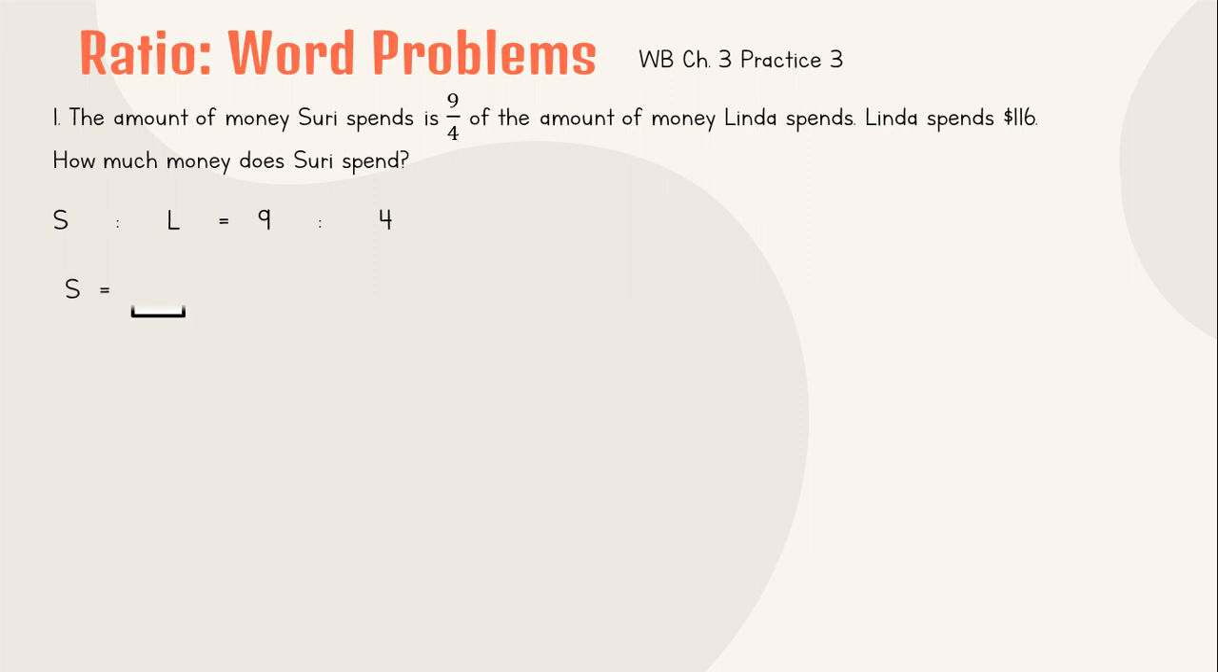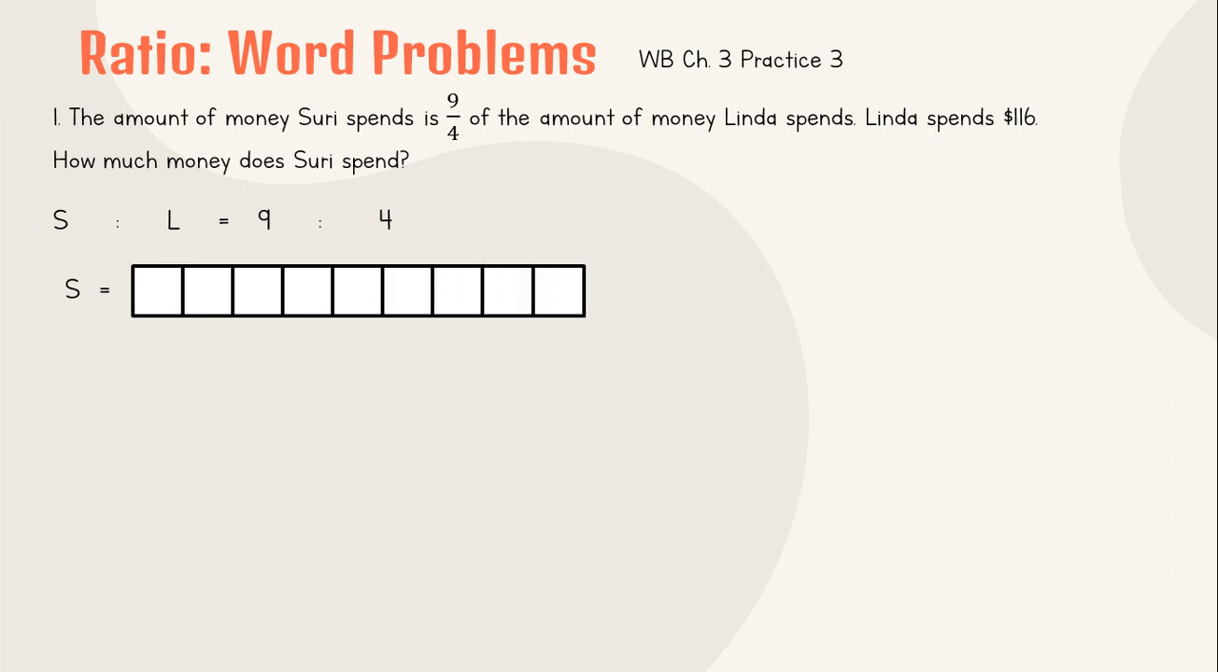Draw the model. Suri has how many boxes? 9. So 1, 2, 3, 4, 5, 6, 7, 8, and 9. Do we know how much Suri spends? No, that's the question. So go to Linda now. Linda has how many boxes? 1, 2, 3, 4. Miss Telly, how do you know that Linda has 4 boxes? This is the thing. Linda has 4, so 4.